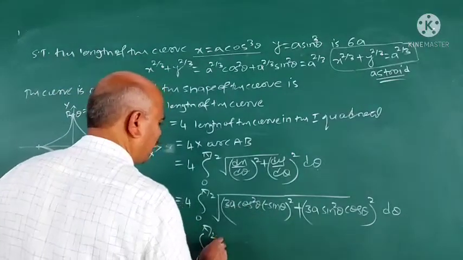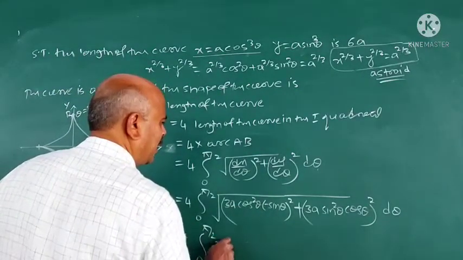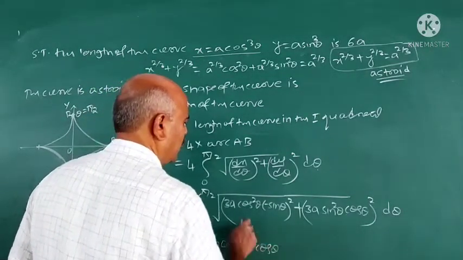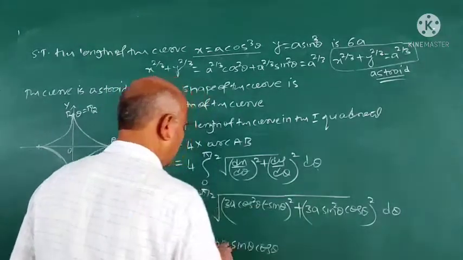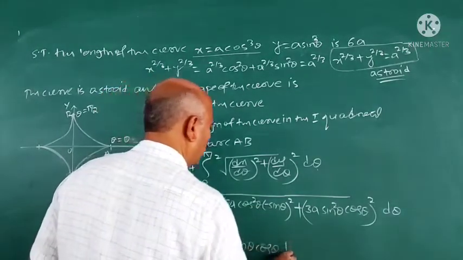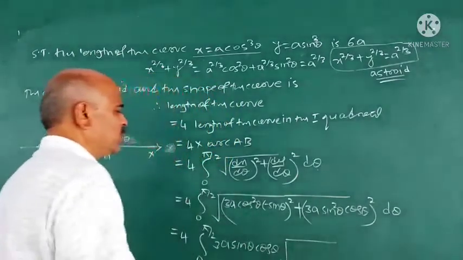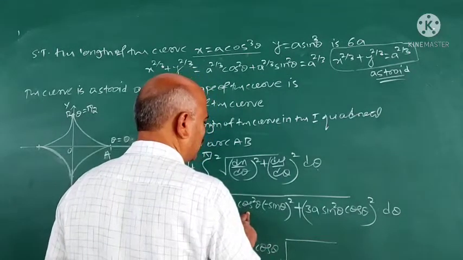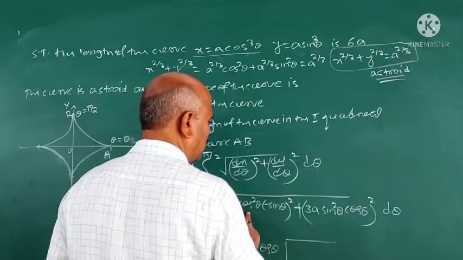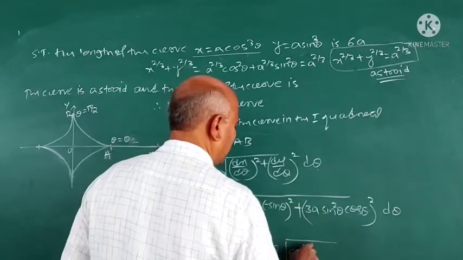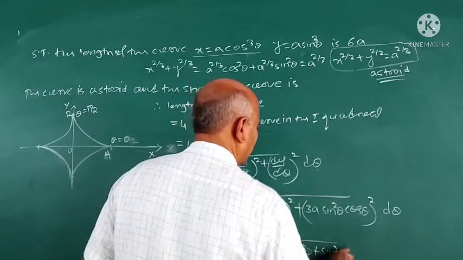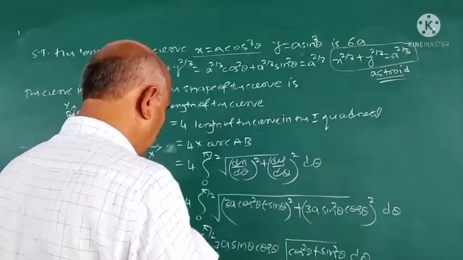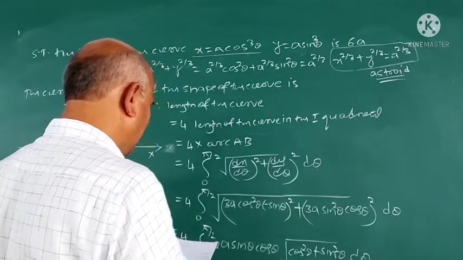Therefore, it is 3a whole square. I take 3a common and sin theta cos theta common. And what is this? Square root of what do you get? Sin theta cos theta we have taken common. So, is it cos square theta plus sin square theta with respect to theta? Correct? Cos square theta plus sin square theta.